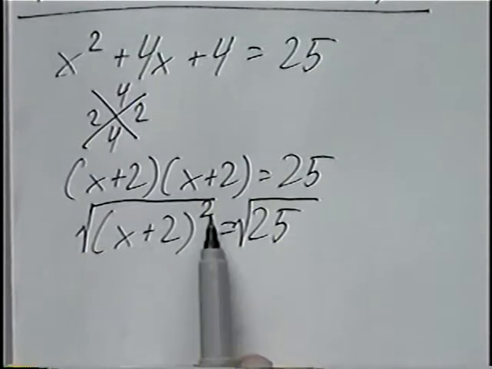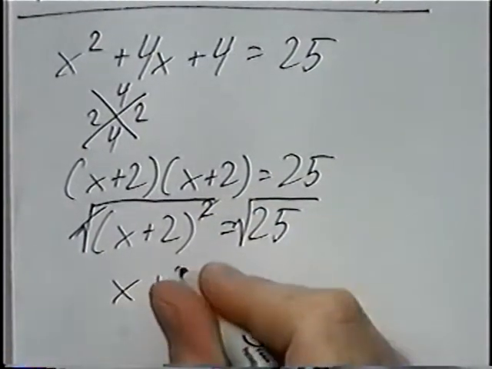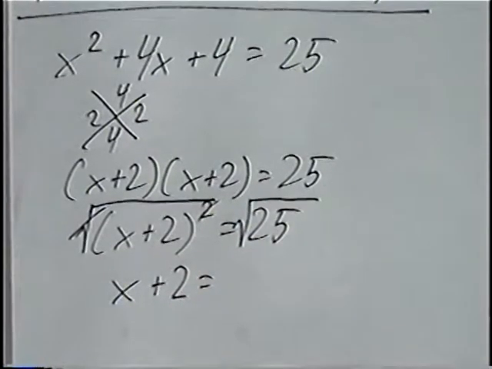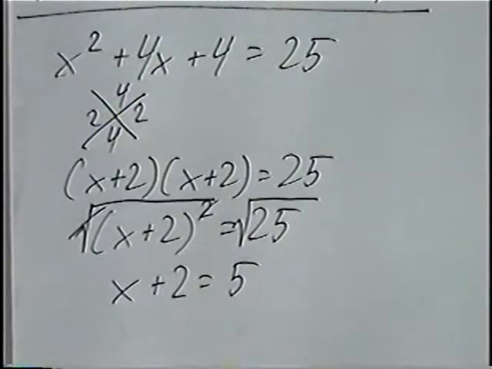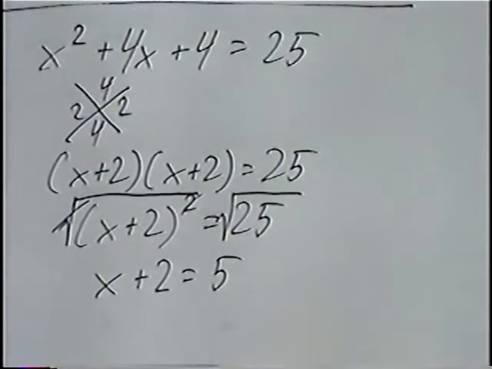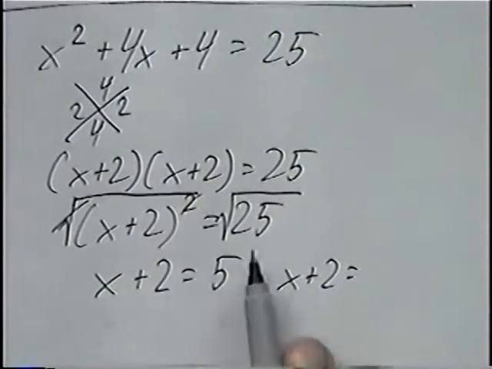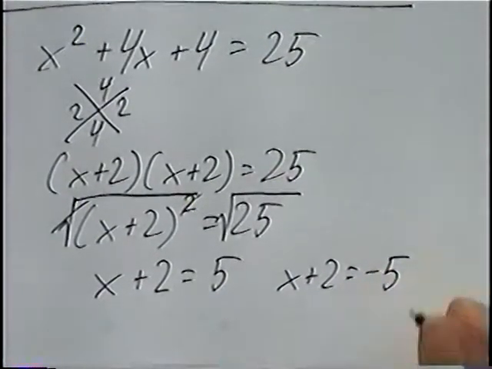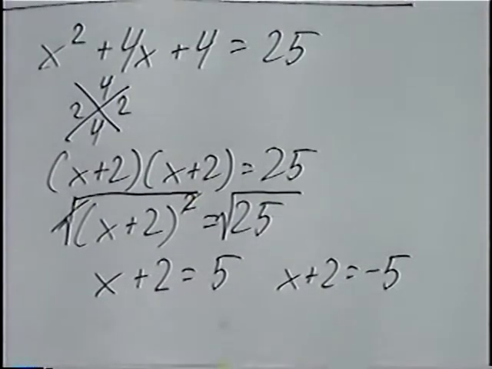Taking the square root of an exponent squared would cancel, so we'll be left with x plus 2 equals the square root of 25 would be 5. Also, when you take a square root in an equation, x plus 2, instead of 5, it could be negative 5, because negative 5 times negative 5 would still be 25.